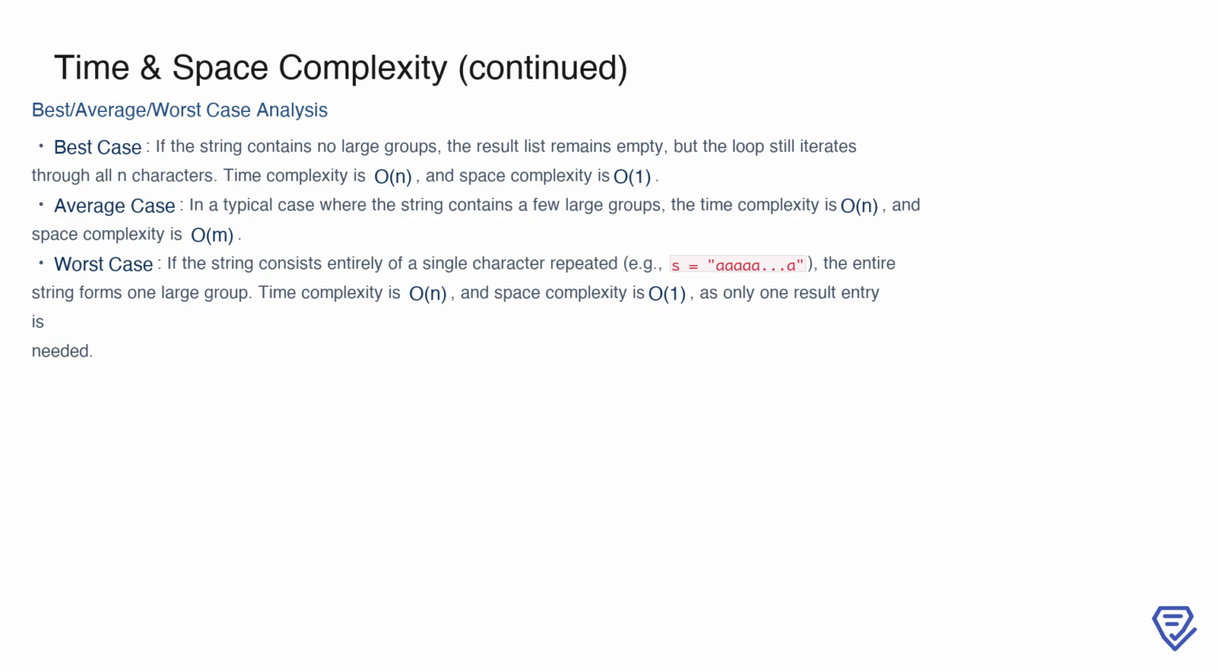Finally, in the worst case, if the string is composed of a single repeated character, it forms one large group. This means the result list will store only one entry, and the space complexity is O(1). Regardless of the scenario, the time complexity remains O(n), as the loop processes the string in a single pass.